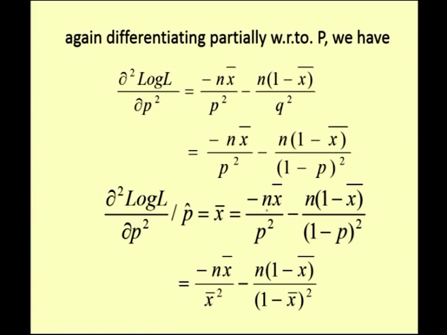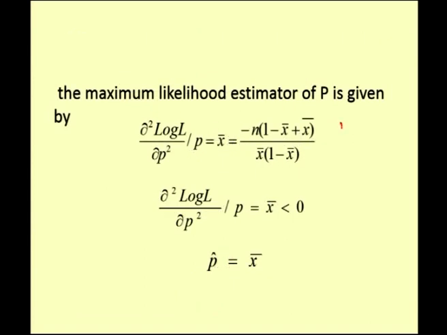You will get minus n x bar by p squared, which is nothing but minus n x bar by x bar squared. Here it is n into 1 minus x bar, again substituting p is equal to x bar, you will get the whole squared. So, you will find that either you can take LCM, or you can find that 1 minus x bar gets cancelled. Here also it gets cancelled. You will be left with n by x bar.